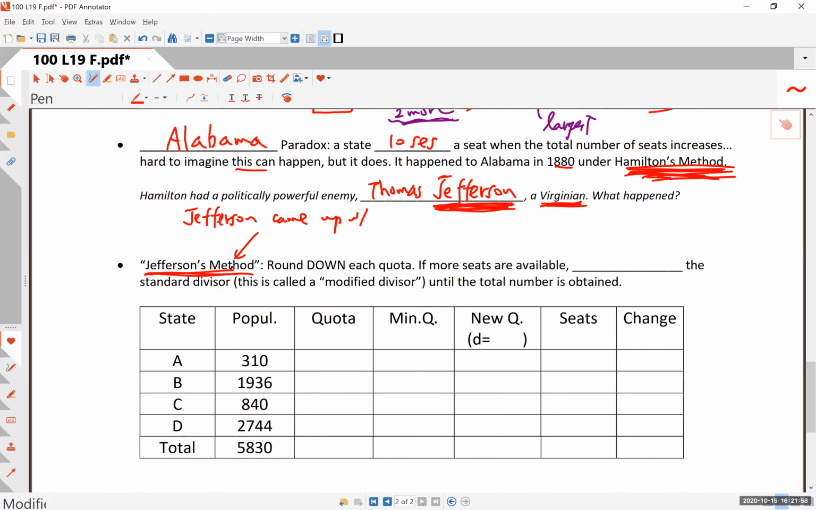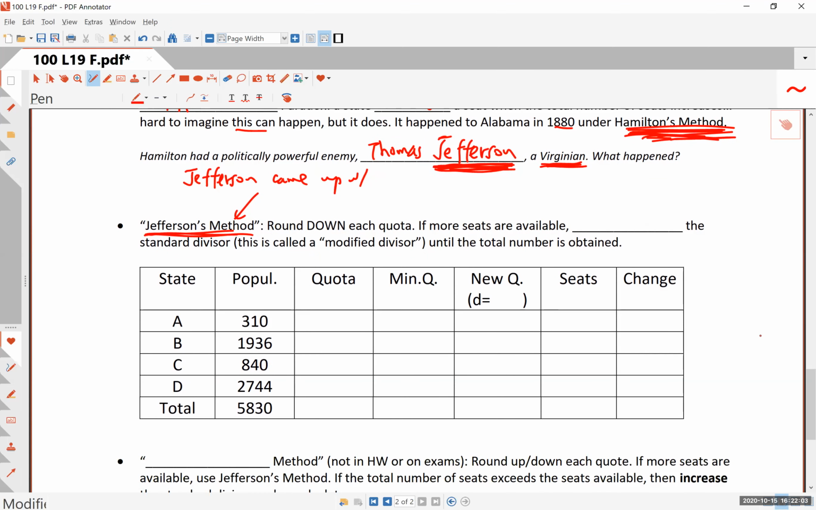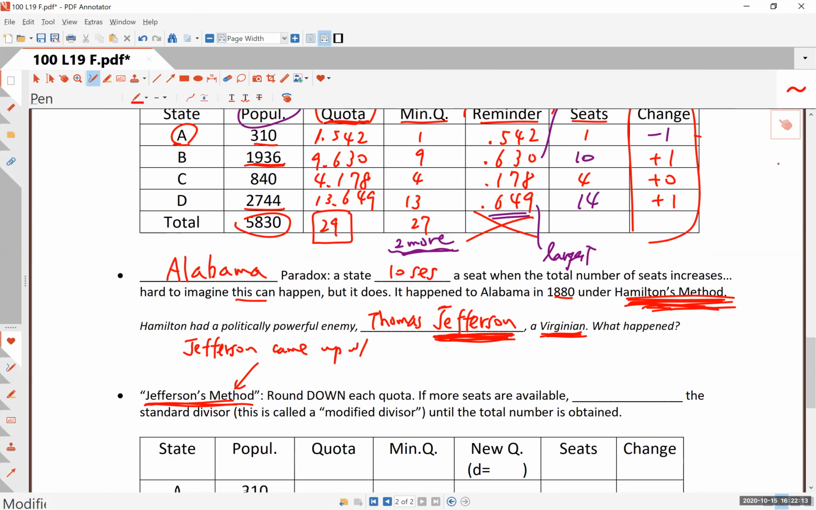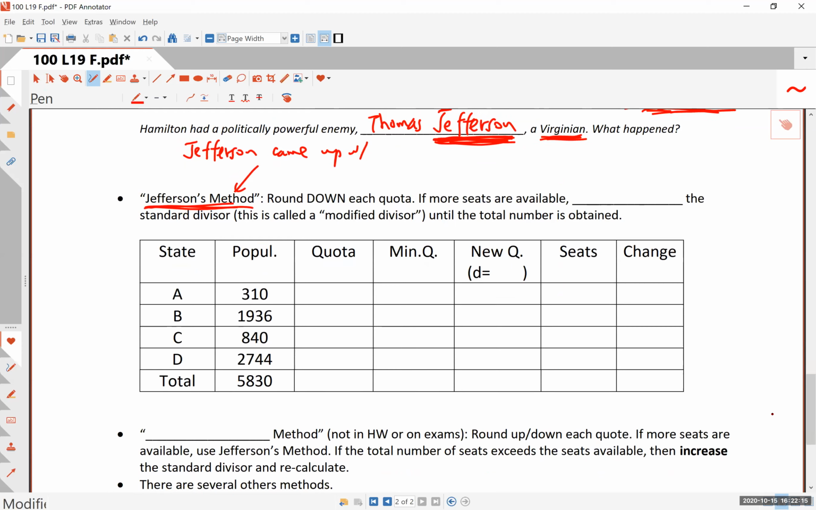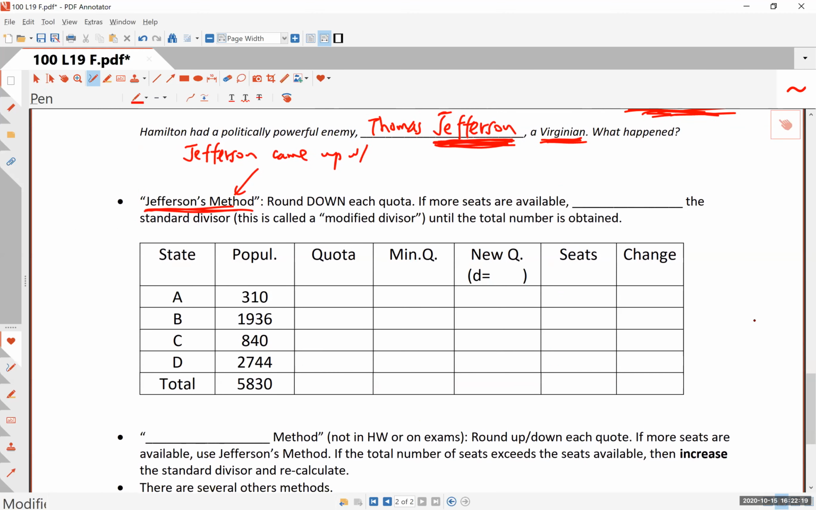But let me talk about Jefferson's method here. Okay, and we will not do any others because I think two methods is plenty for us to understand the intricacy of this apportionment problem. All right, so Hamilton's method used the remainder to figure out which state should get that extra seat. All right, so let's see how the Virginians try to make America great again. How did they do that?